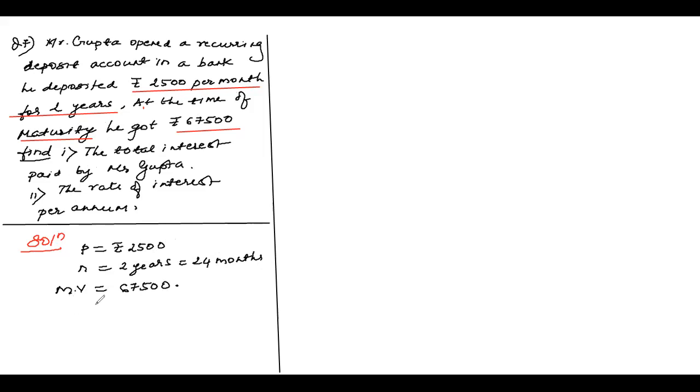Just think about it, children. How can you get the interest? What is the formula for maturity value? Maturity value is P into N plus interest. P is known, N is known, maturity value is known. So we know the maturity value, we know P, we know N. I can get the interest. So simple.